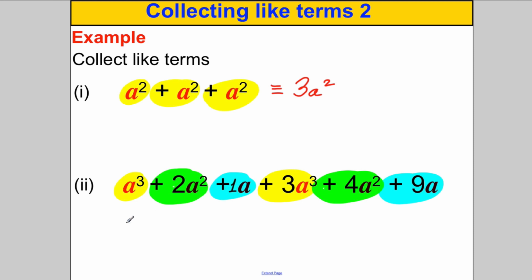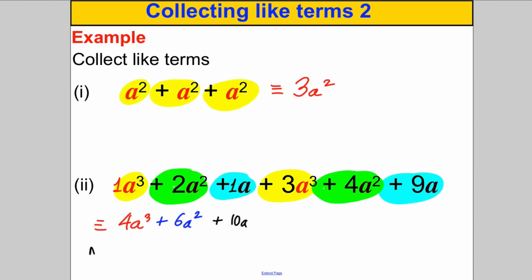Right, so let's collect like terms here. We had a cubed and we added 3 lots of a cubed, so we have 4a cubed. Remember that just means 1a cubed, doesn't it? Then we've got 2a squared and we add 4a squared, so we're going to have add 6a squared. And we've got 1a and we're going to add 9a, so we're going to have ourselves 10a.